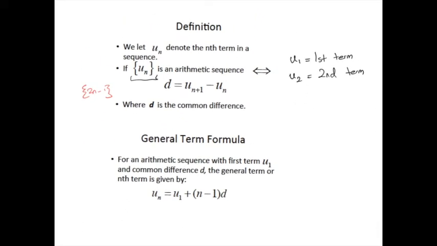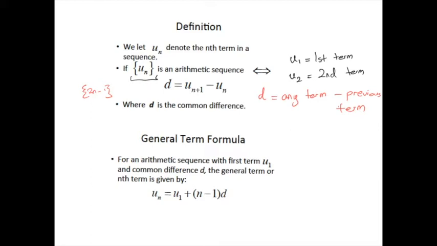If U_n is an arithmetic sequence, then d, which means the common difference, is U_(n+1) minus U_n. That's just a fancy way of saying d equals any term minus the previous term. Just a fancy way of saying that. And it has to be just the one previous.